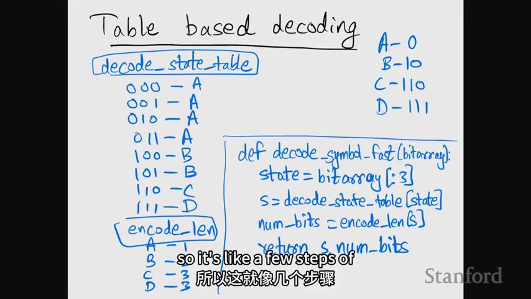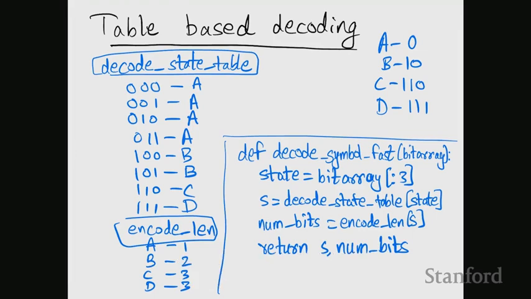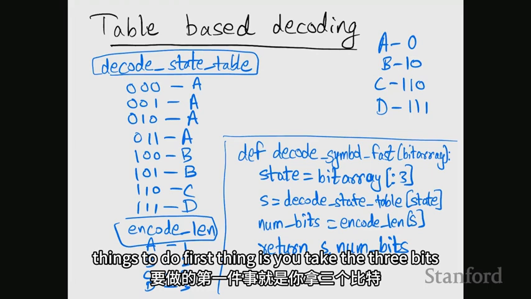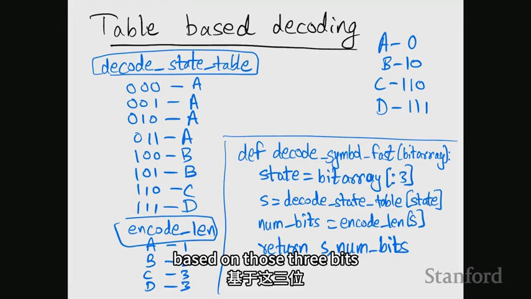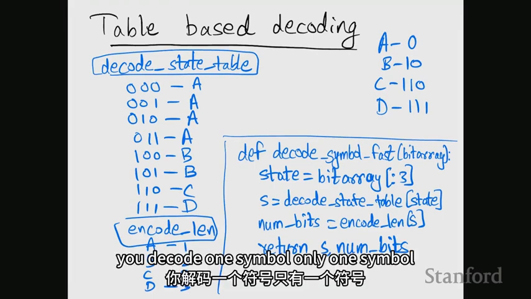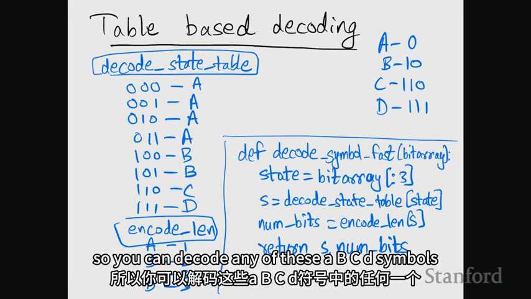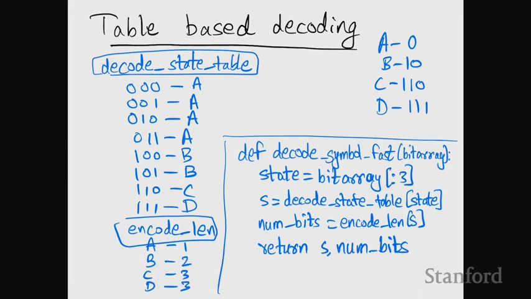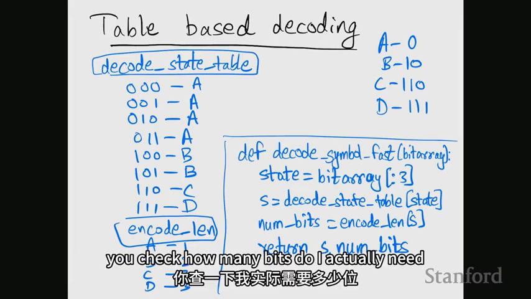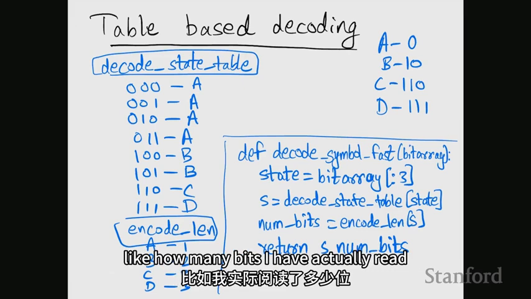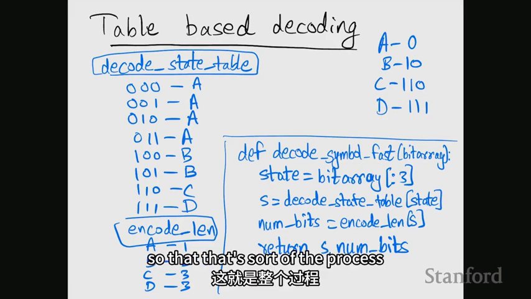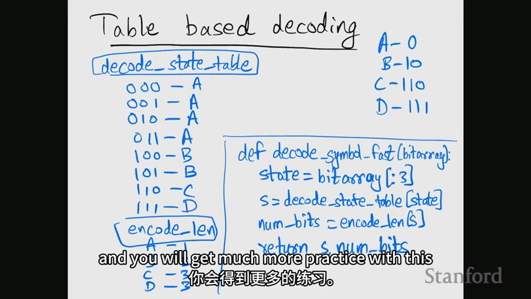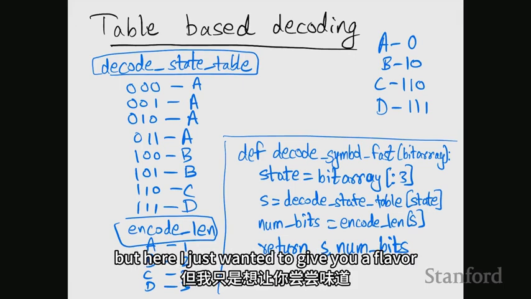So it's a few steps. First thing is you take the next 3 bits from the bit array. Based on those 3 bits, you decode one symbol, only one symbol. So you can decode any of these ABCD symbols. Then based on the symbol you decode, you check how many bits you have actually read, and then you advance. So that's the process. You will get much more practice with this in the homework, but here I just wanted to give you a flavor.